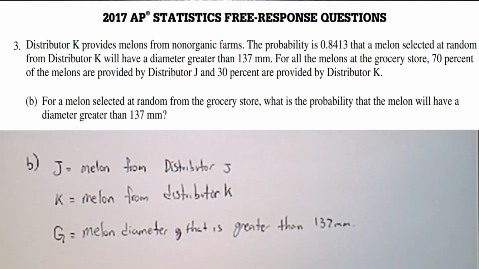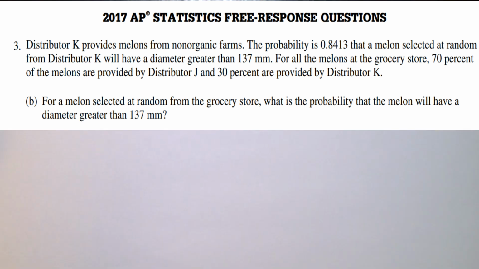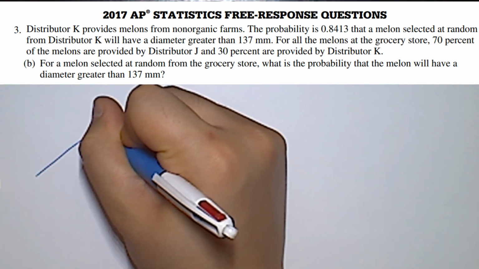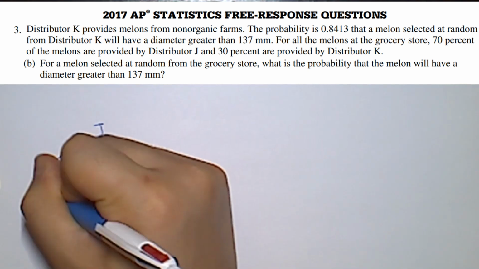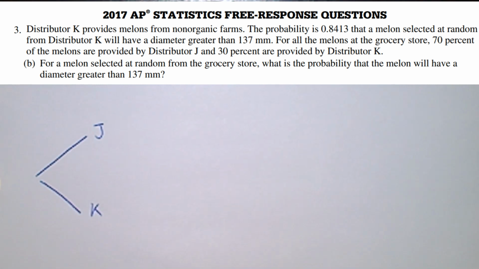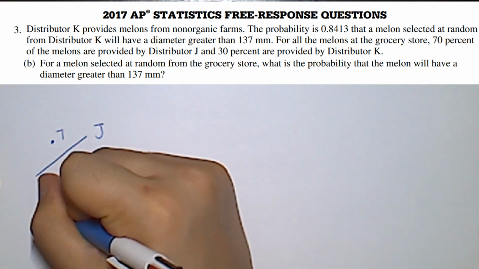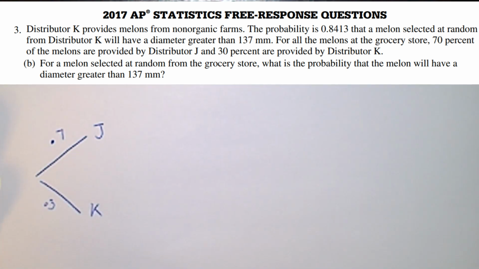There's a couple of ways to approach this. We could try to draw it out either using a tree diagram or two-way tables, or try to solve it using mathematical notations. I think it's always easier to look at it as a diagram, so I'm going to go with a tree diagram in this case. So let's start with the distributors. We know that there are two distributors, which are J and K. For J, they said about 70% of the melons are coming from there, and the remaining 30% are coming from distributor K.